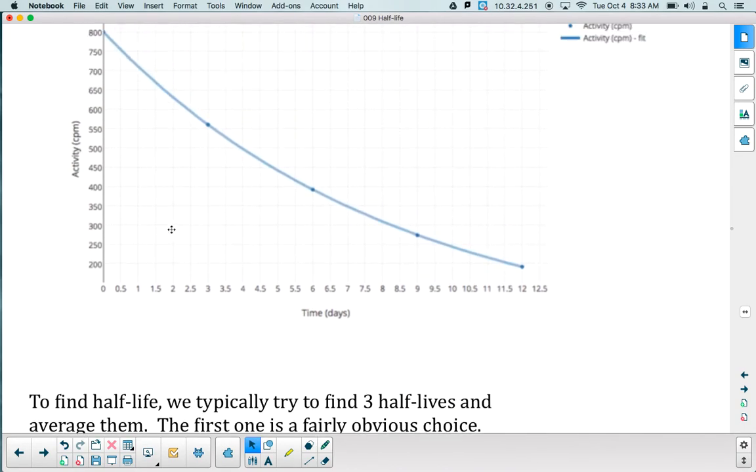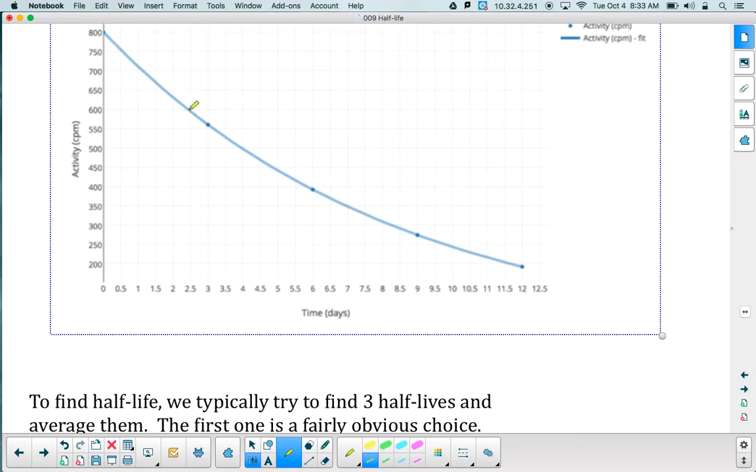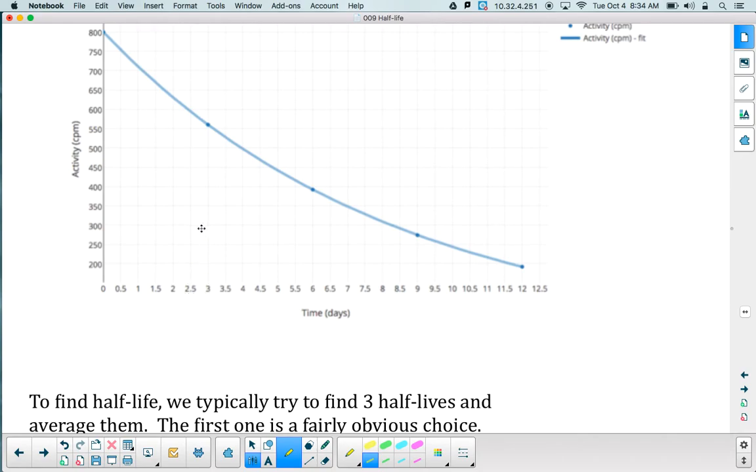So we go back up here to our graph, and at 600 counts per minute, we were about right there. And that looks to be, let's call that about 2.4 days. So I'm going to write that down just so I don't forget, 2.4. And at 300 counts per minute, I'm all the way out here. That looks to be about 8.3.